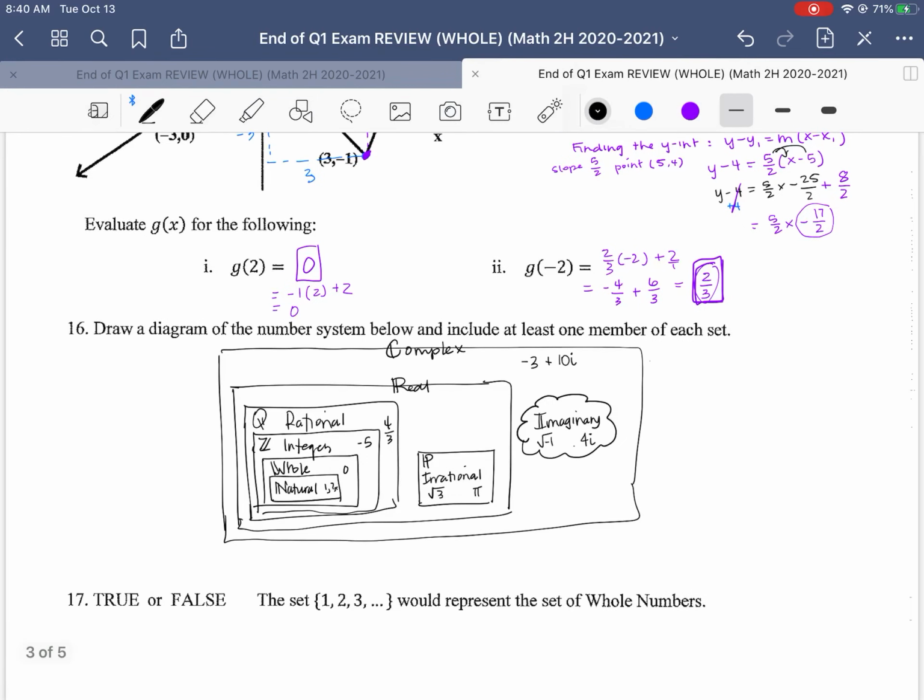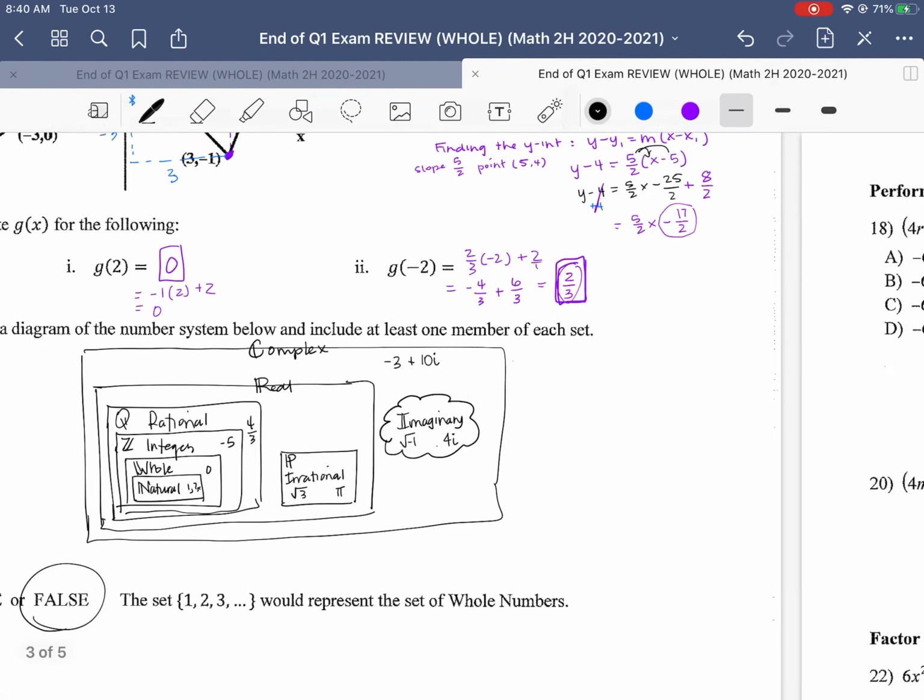Okay, number 17. The set 1, 2, and 3 and so on would represent the set of whole numbers. Is this true or false? Looking at that number system we just drew, we know that 1, 2, and 3 are in the whole numbers, but they also include the value 0. So this would actually represent the natural numbers. If I want the whole numbers, I need to include 0, 1, 2, 3, all the way up. And these braces just mean a set of numbers. So we are going to say that this is false.